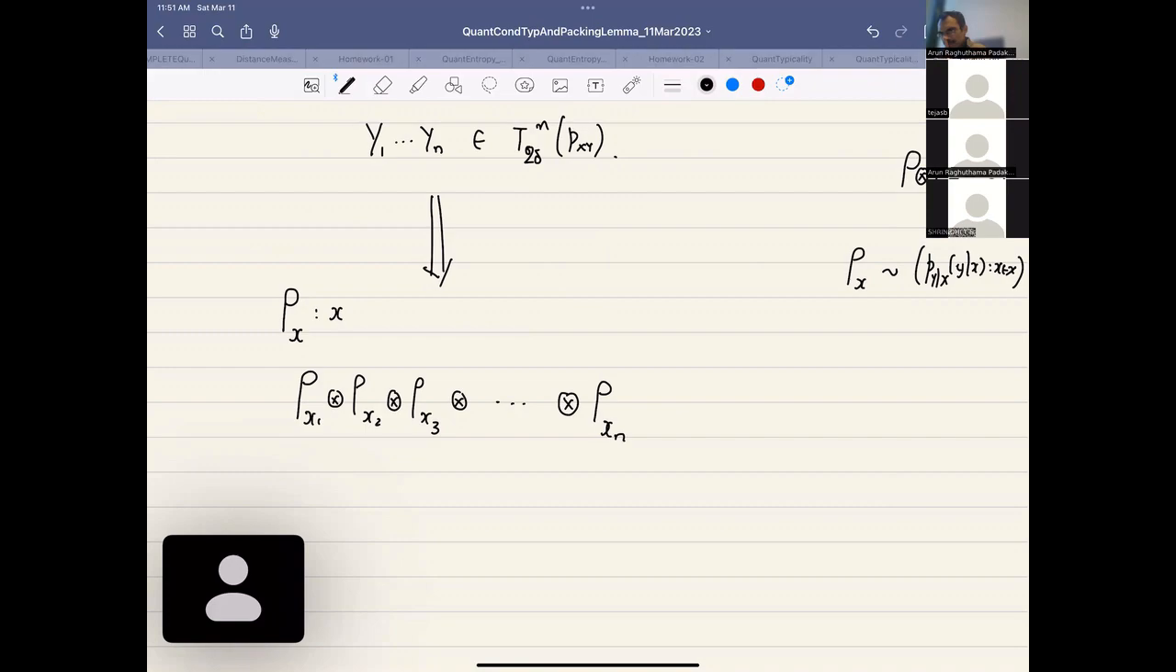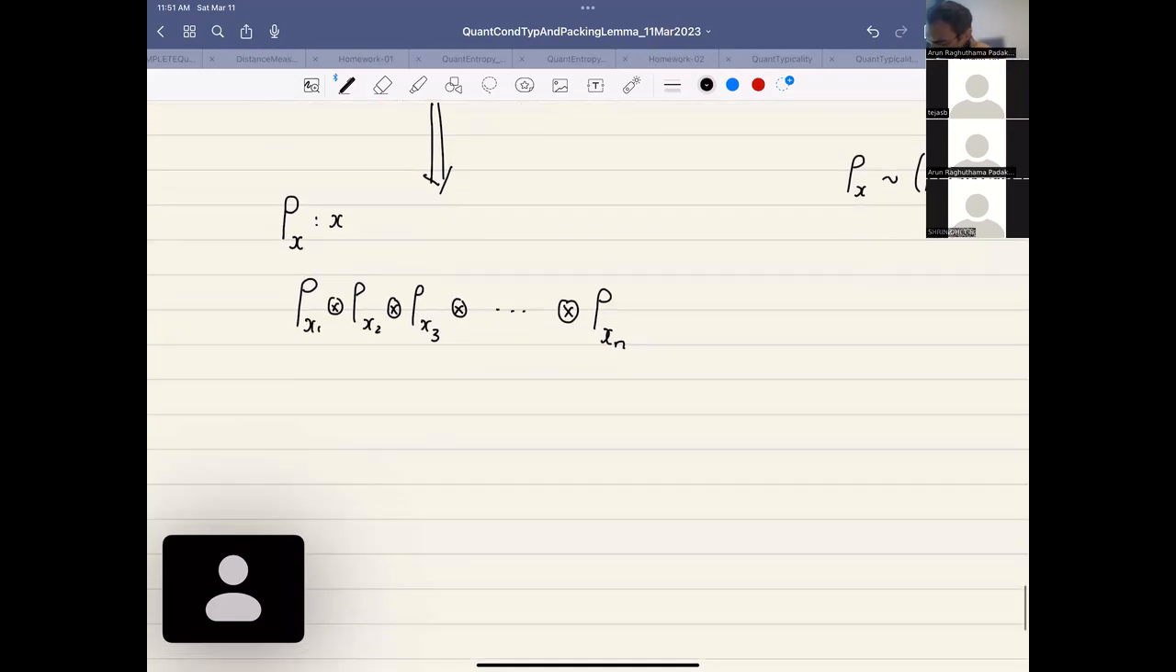So these rho x1 through rho xn are like the p of y given x1, which we had in the classical thing. Exactly. This is analogous to the distribution on y with x1 fixed. This is analogous to the distribution of y given x2 being fixed. So now I take this particular sequence.